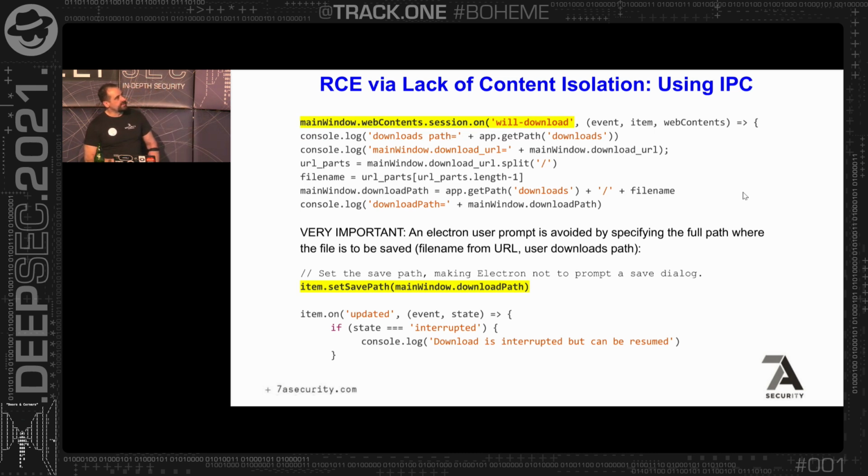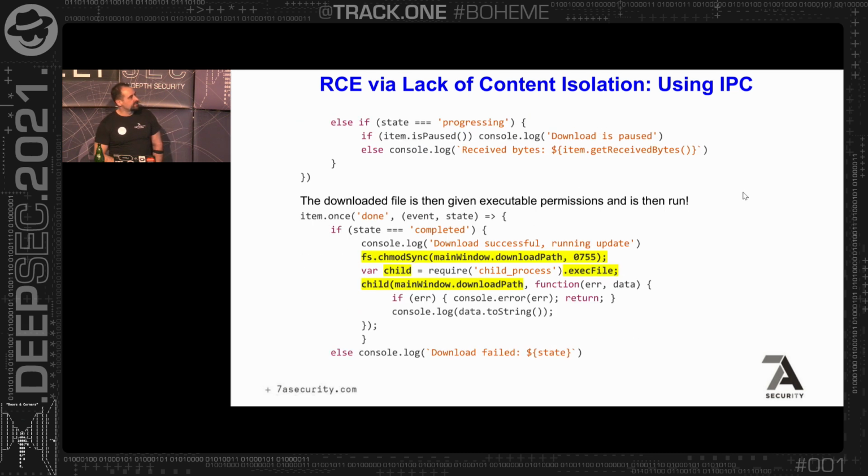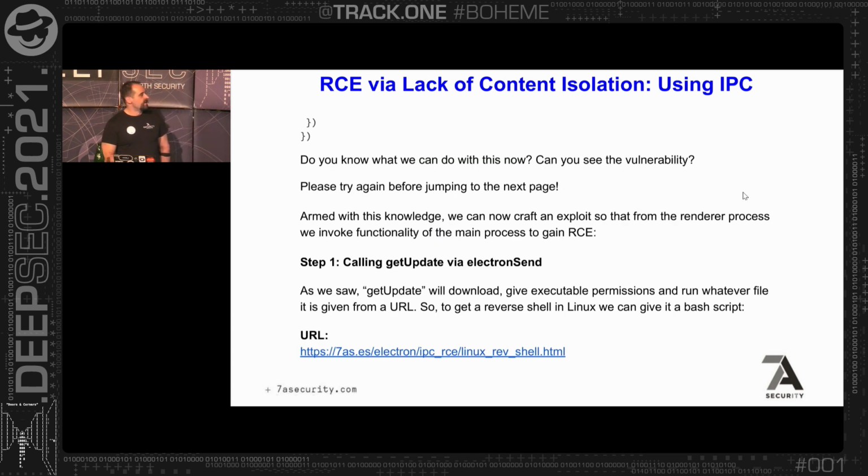when it is called, the will download event will trigger. Now, this is the JavaScript way of doing things. There's always event-based and asynchronous and so on. So the will download event is triggered. Eventually, this will be saved in the download directory. It will be given executable permissions. It will be run. And then after it is executed, you will get the code execution. And this is basically the exploitation.